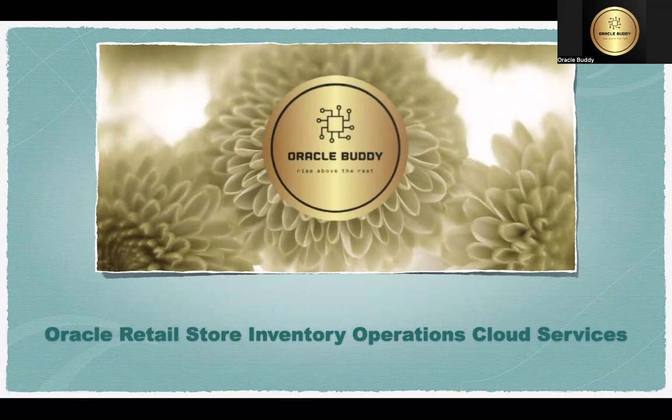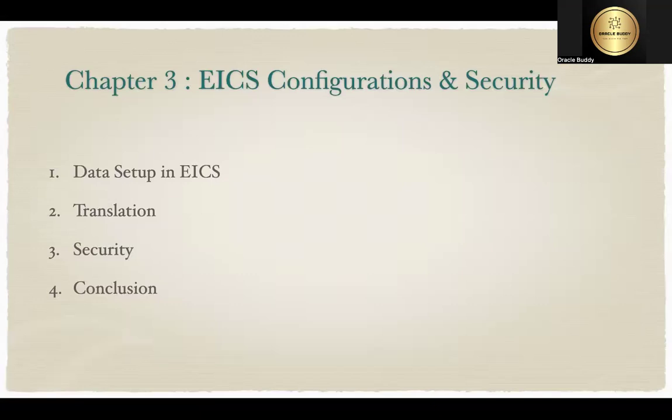In today's session, we will discuss Oracle Retail Store Inventory Operation Cloud Services, which is also called SIOCS. In the last chapters, we discussed the introduction to SIOCS, SOCS and EICS, common usability and navigation, like how to access the EICS screen, then basic configuration like system configurations and store configurations. Further, today we will discuss chapter 3, EICS configuration and security.